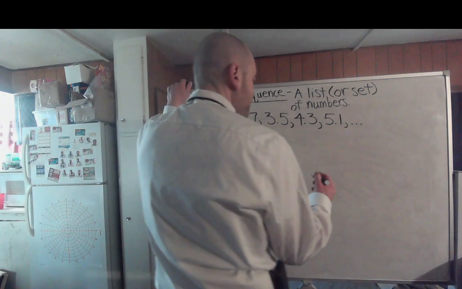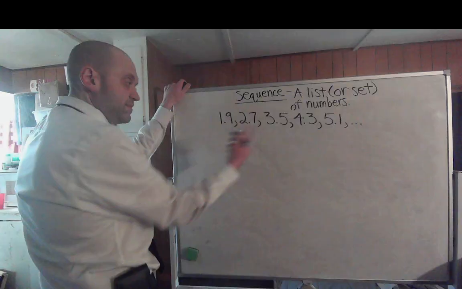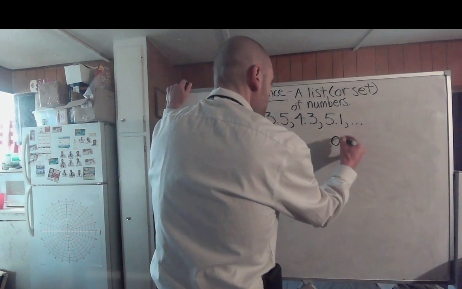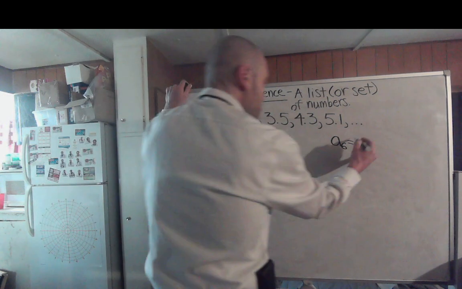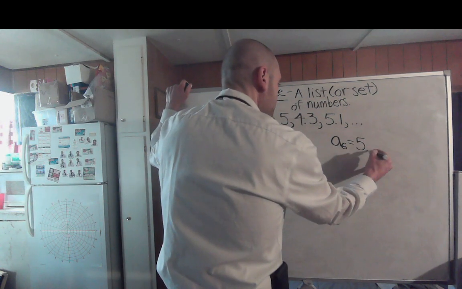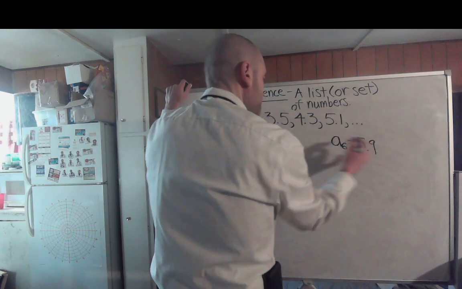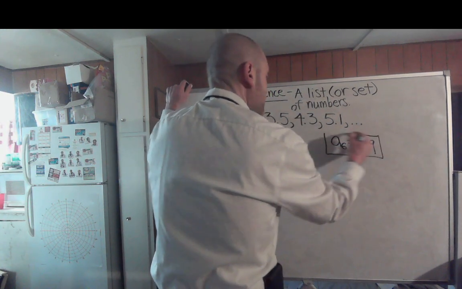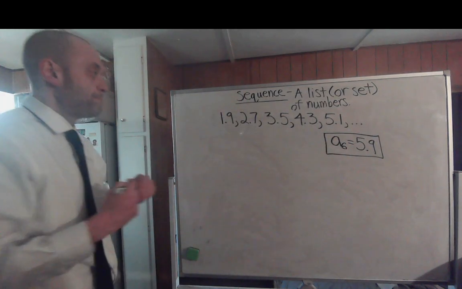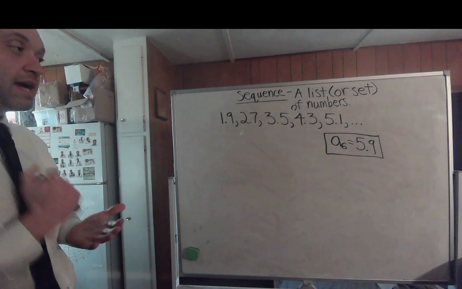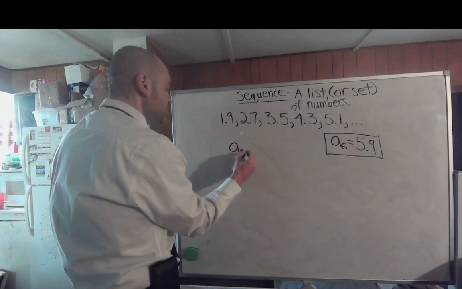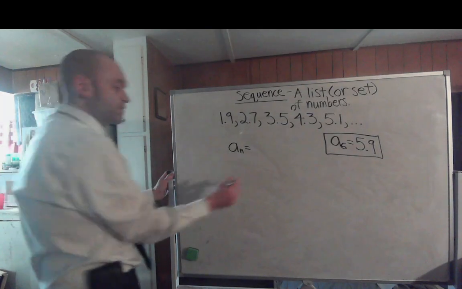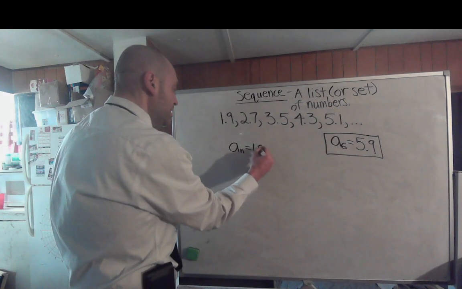So we have 5 terms, let's find the 6th term. If it keeps going up by 0.8, that means the next term should be 5.9. So your sixth term should end up being 5.9. Okay, now we need to find a general formula for the nth term of the sequence. Start with the fact that your first term is 1.9.